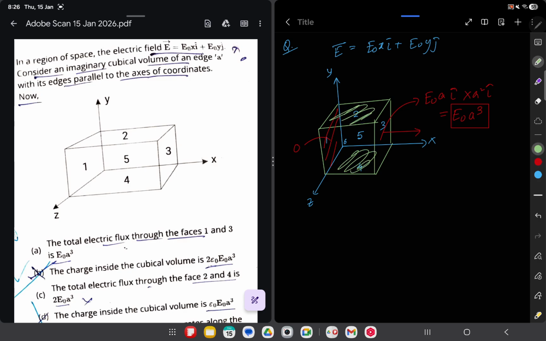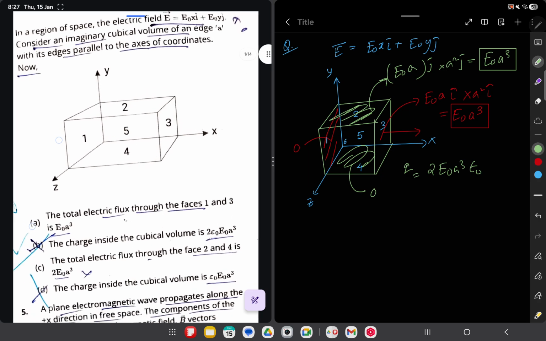For the 2nd and 4th faces, these are responsible for the flux again. Here the value of y is 0, so the flux will be 0. Here it is E naught y, the y value is a, into a square j cap, as the area vector is along this direction. So that will be E naught a cube. The total flux will be the sum, 2 E naught a cube, which should equal q by epsilon naught. Hence q will be 2 E naught a cube times epsilon naught. That is your option B.